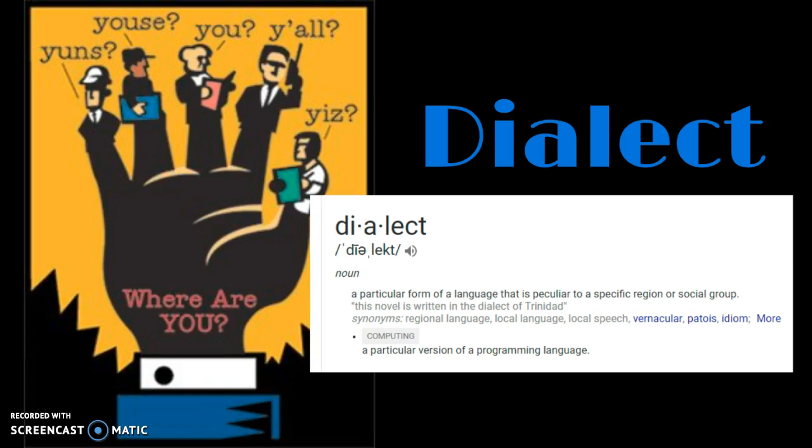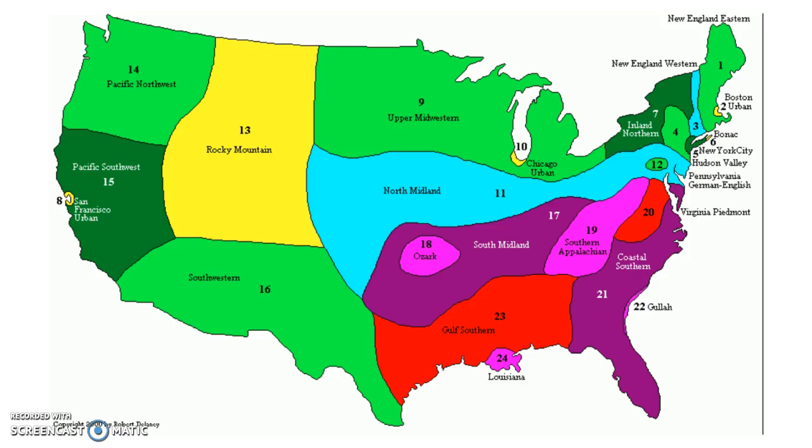So the first thing is dialect, and dialect is kind of the most overarching term. This is the biggest term we're going to look at, and it's a particular form of language that is peculiar to a specific region or social group. If we take a look at this map, we can see that dialects span pretty large chunks of area, and we can see all the different dialects that exist in the U.S.